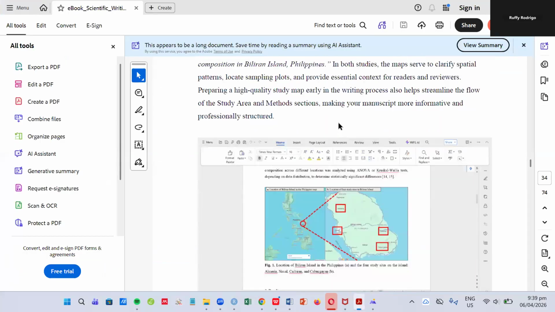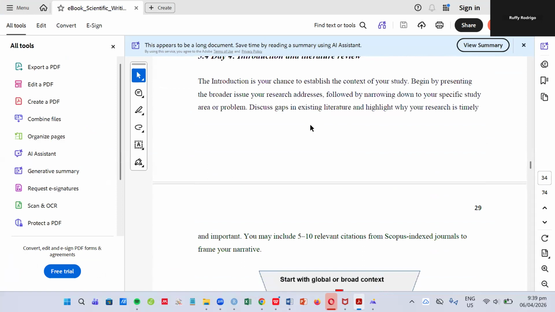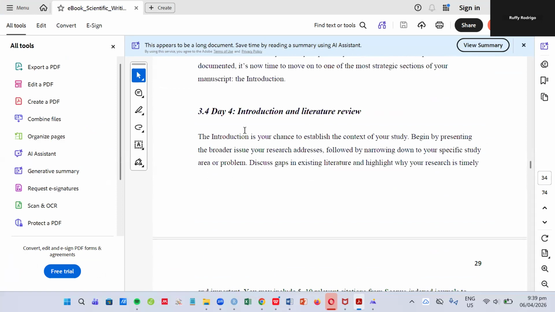So with that, let's now jump to day four. So what is day four? Day four is where you write your introduction and literature review. But other journals don't really require a literature review, so your literature will just be incorporated into the introduction.